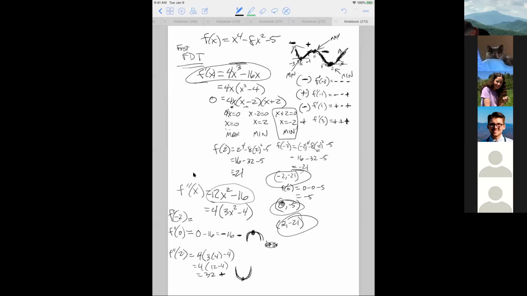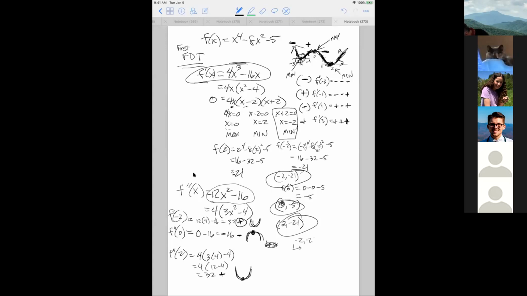And then at f of -2, notice what we get. If I plug it into the second derivative, I get 12 times 4 minus 16, which is 48 minus 16, which is 32, which is positive. So at -2, it's positive, which means it's concave up. That means a local min. So the idea was to determine whether it's a local min or a local max, and that's how you determine it. That's the second derivative test.